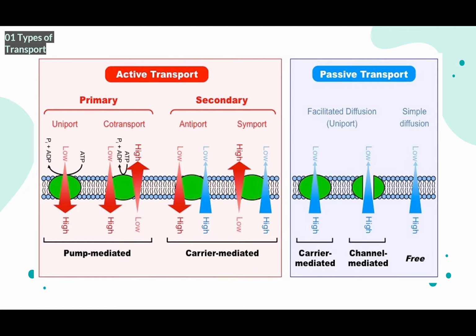We have, for example, uniport, that's one single gradient, so from low to high. Uniport meaning that only one material is transported. Then in the primary pump-mediated ones, we also have co-transport. As you can see here, there are two different concentrations, so that means there needs to be a different kind of material that exists in a higher concentration on one side and a lower concentration on the other side, and respectively so for the other one. Then we also have secondary active transport, that's carrier-mediated.